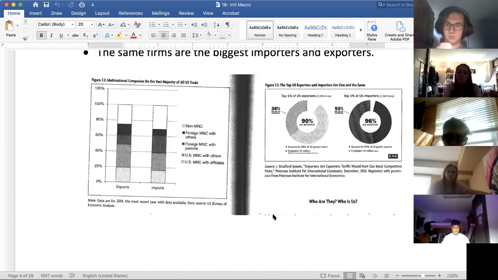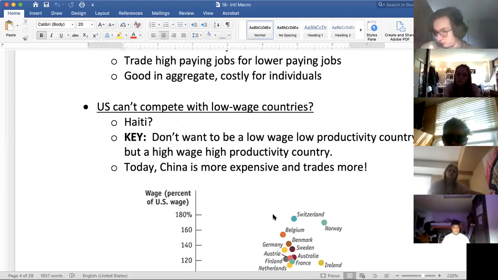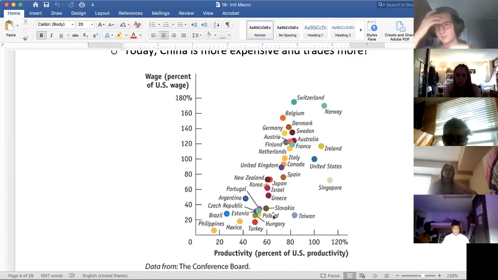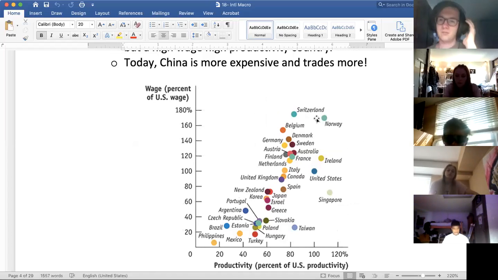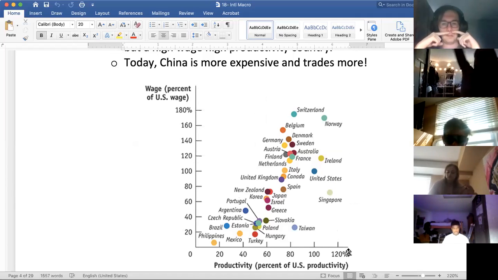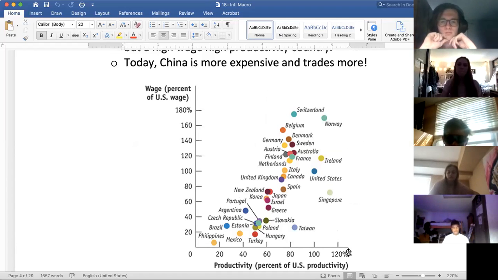If you actually look at what's happened to wages in many less developed countries over time, right? Or not just less developed countries, all countries. You can see the wage here on the vertical, right? What your average median wage is. And on the right, you can see productivity. Countries that have higher productivity have higher wages. Not surprising, right? This is just pretty simple economics.